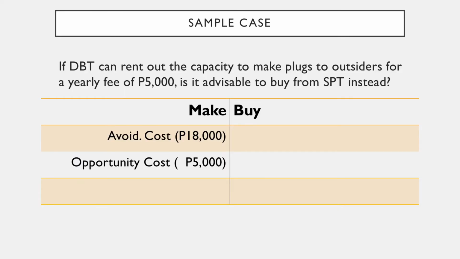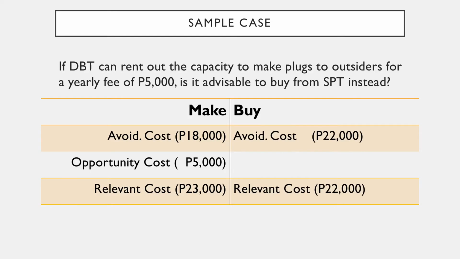There would be an opportunity cost in making this time. Considering making consumes the space in the factory, which could be rented out when we stop making, the make option is incurring an opportunity cost of 5,000 pesos. Hence, the total relevant cost would be 23,000 for the make option.